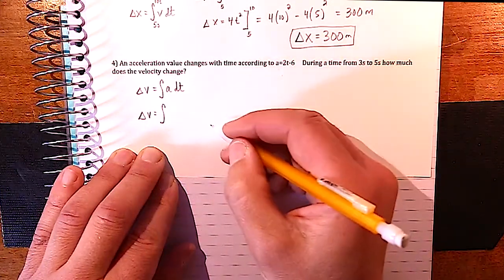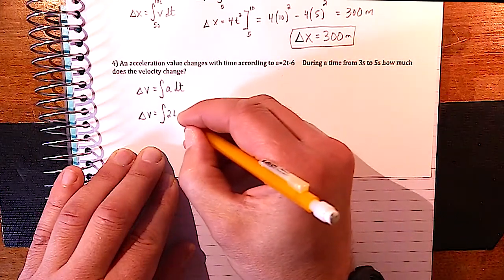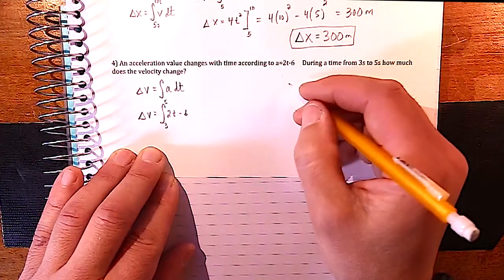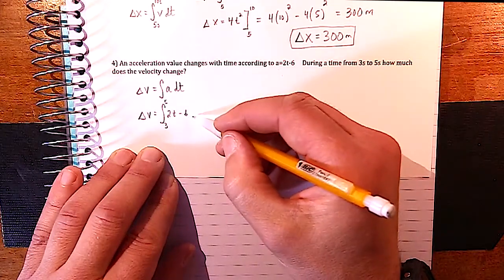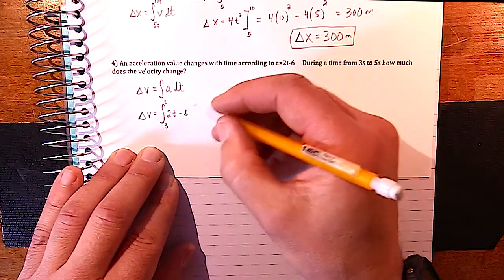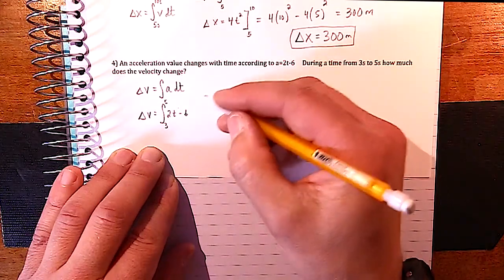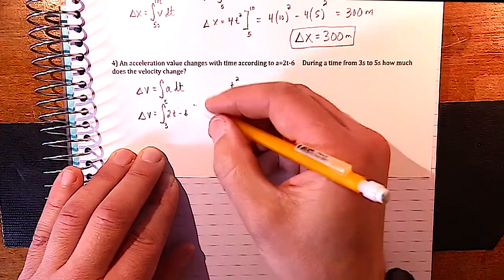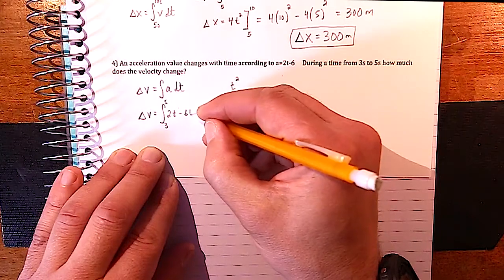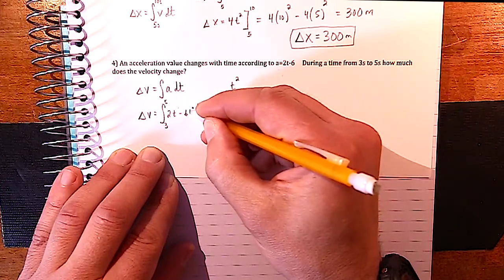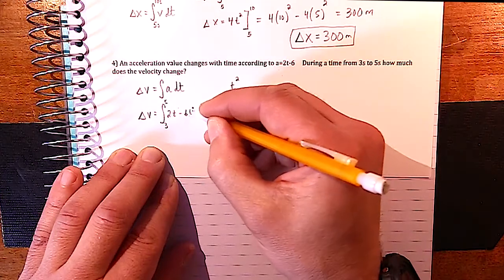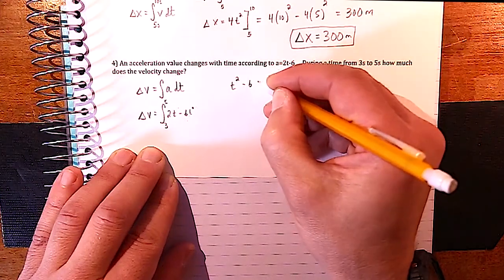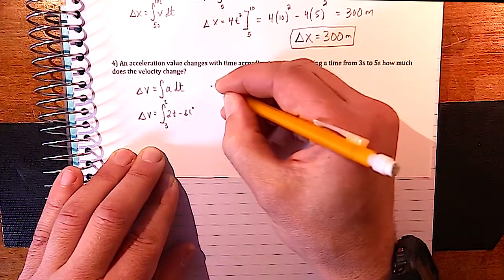So that's going to be the integral of 2t minus 6, and we're doing that from 3 seconds to 5 seconds. So what's the integral of 2t minus 6? That's going to become t squared. We add 1, divide by the new exponent, so that becomes t squared. And then we have to add 1, and really what we have here is t to the 0, right? Add 1 to the exponent, which becomes t to the 1, divided by 1. So that ends up becoming minus 6t, and that's our change in velocity.